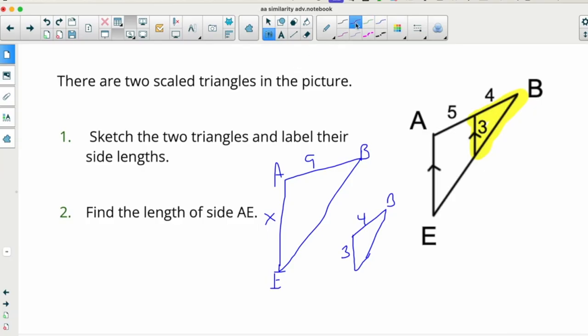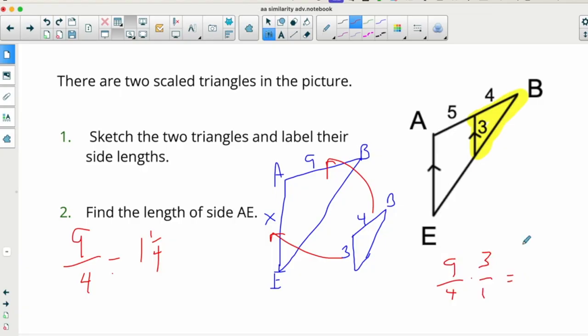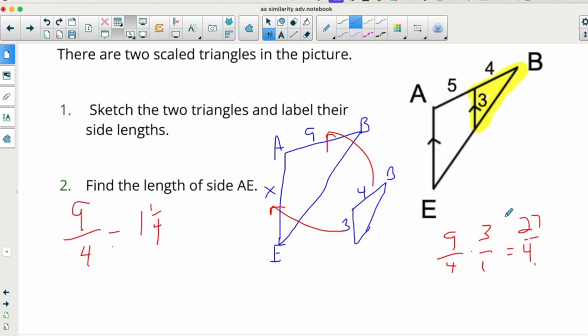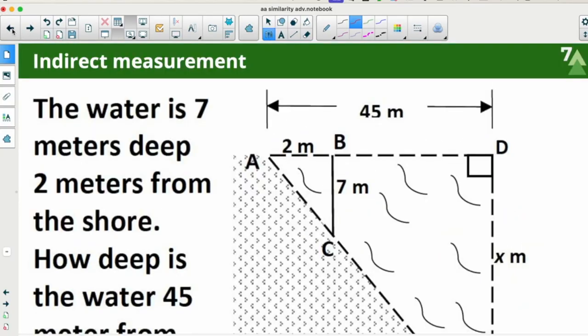So again, I'm going to find my scale factor to my missing side, and the 3 corresponds to the x, so the 4 corresponds to the 9, so my scale factor is 9/4, or 2 1/4. And then we multiply 9/4 times 3/1 to get 27/4, or 6 3/4. And then we just practice different scenarios with those.